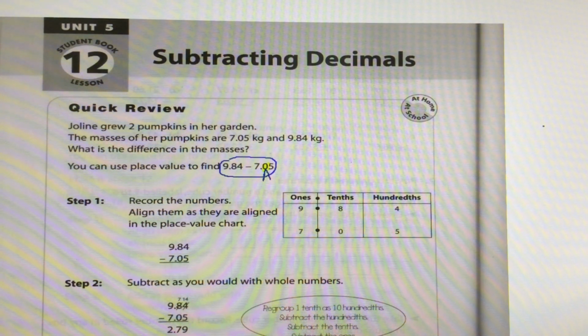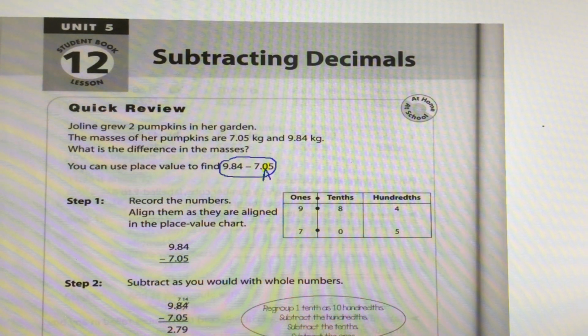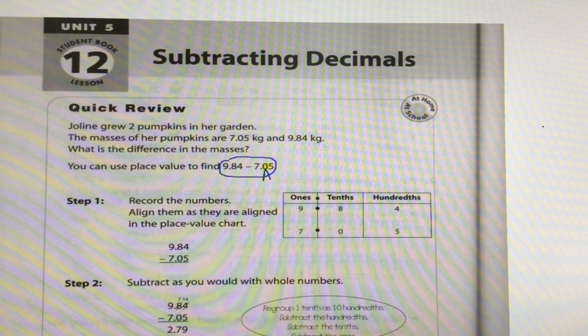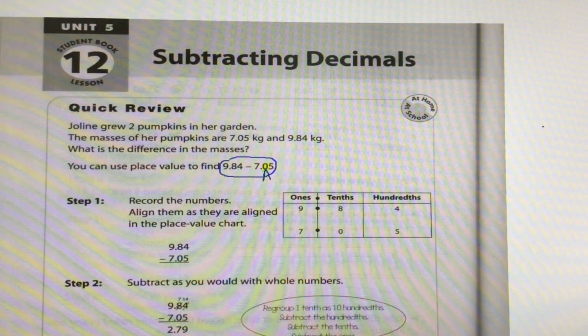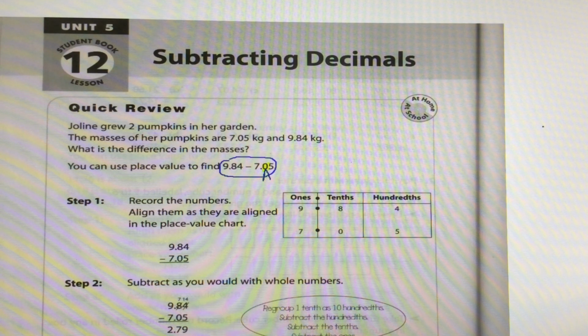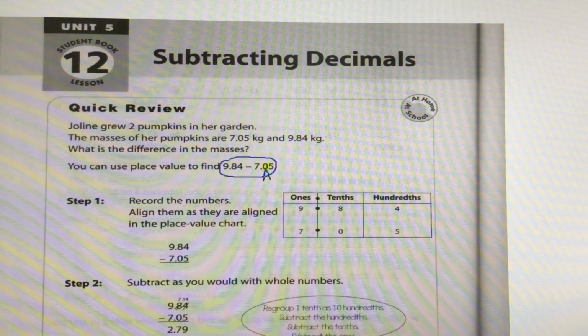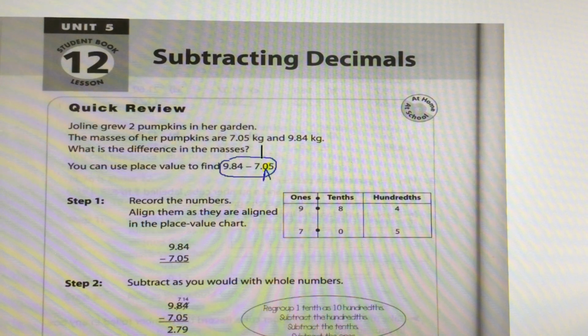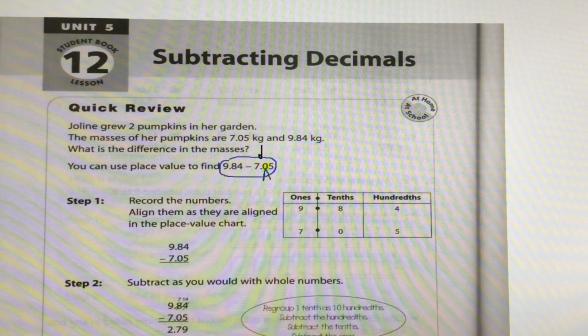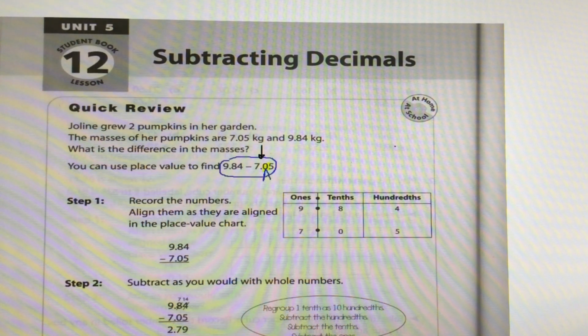Lesson 12 in Unit 5 on subtracting decimals tends to give the kids a lot more problems. The reason for that is they're weak on their math facts for one, but they also struggle in situations like this where there's a zero and they don't know how to borrow properly when there's a placeholder that doesn't actually have a value in it. So they struggle with this. So I'm going to give you an example of what that is.